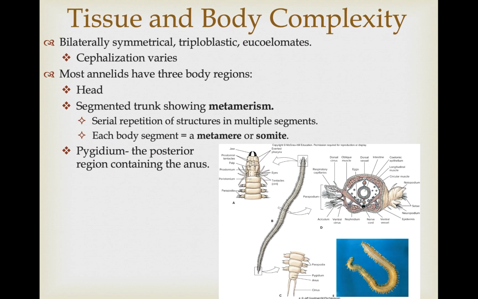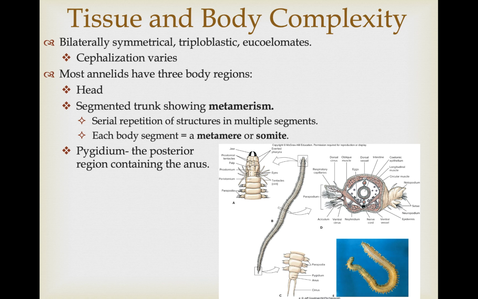These are bilaterally symmetrical, triploblastic, eucoelomate animals, and as you might imagine, their cephalization varies depending upon their movement patterns. So those that are more errant definitely do have good cephalization. The burrowers that are more sessile and the tube dwellers that are sessile have less cephalization.